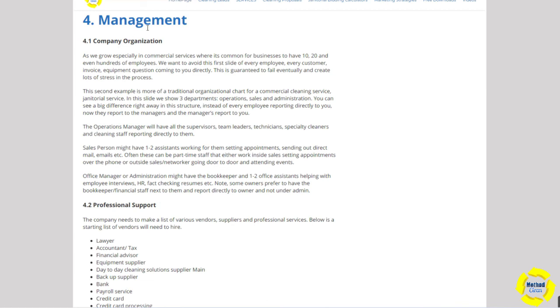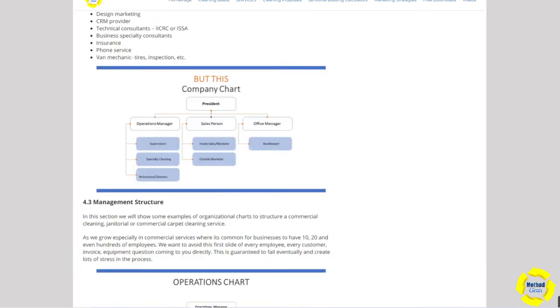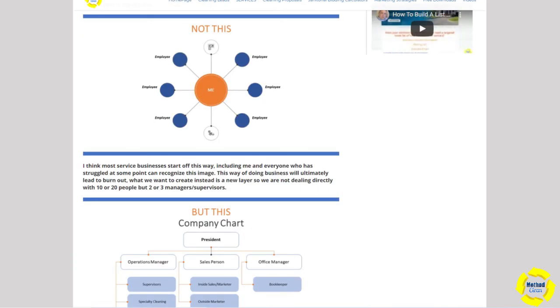Step four is going to be covering management. And we just want to lay out how is our management going to work. And you'll really see this when I show you the slide of this. But we want to structure our company from the president, the operations manager, if you're going to hire salespeople and marketers, who's going to be the office manager. And you can really see this in our organizational chart.